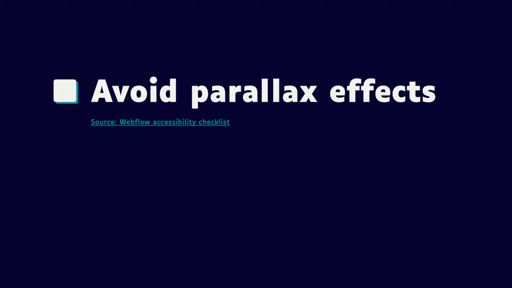So this is an example of how this success criterion has been translated for the Webflow accessibility checklist. And it states, avoid parallax effect. So here you can see how the translation is bringing kind of a new dimension that can seem quite restrictive, especially to web designers, because it's telling them that they should not do certain practices.